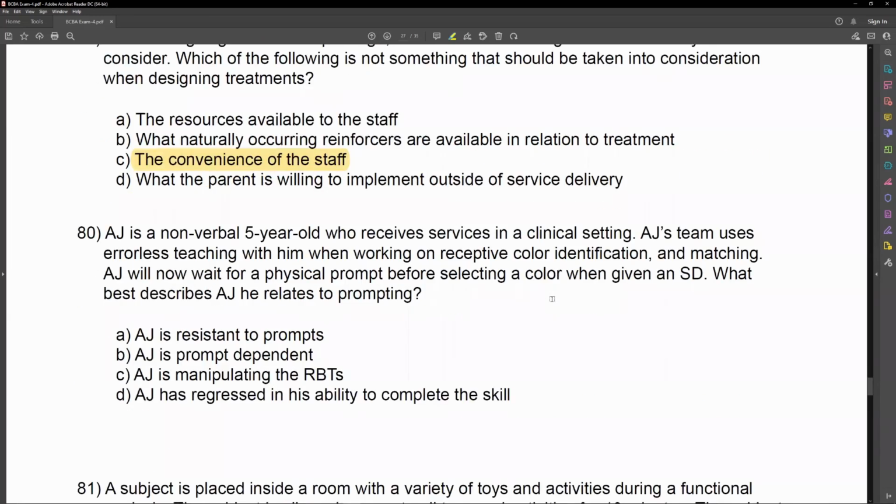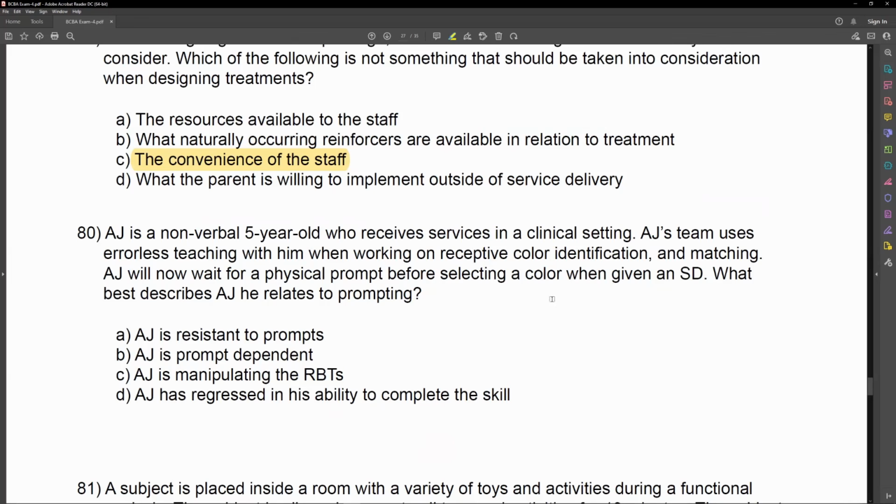Finally, 80, AJ is a nonverbal 5-year-old who receives services in a clinical setting. AJ's team uses errorless teaching with him when working on receptive color identification and matching. AJ will now wait for a physical prompt before selecting a color when given an SD. What best describes AJ as he relates to prompting? Okay. What describes AJ's relation to prompting?